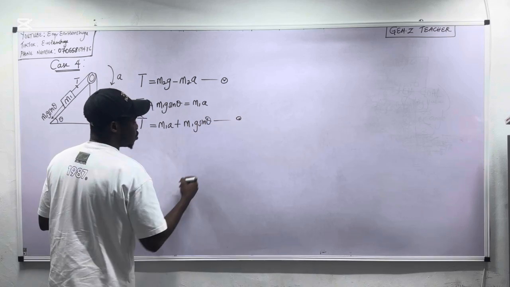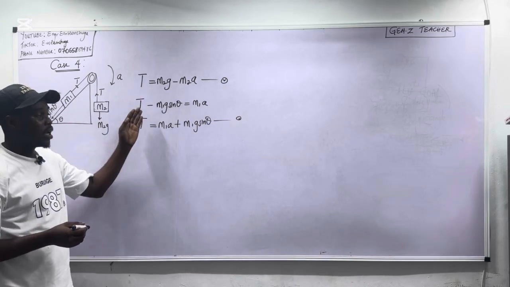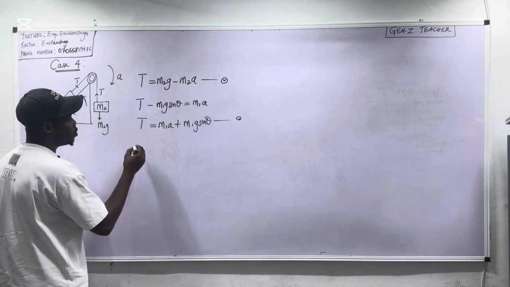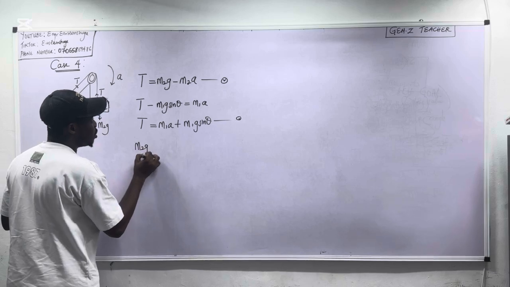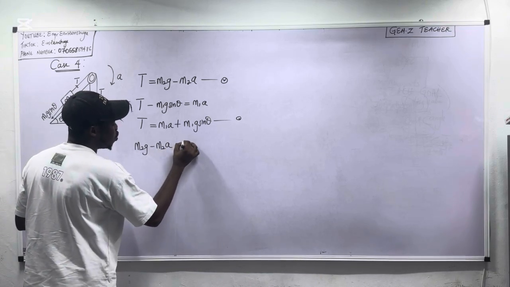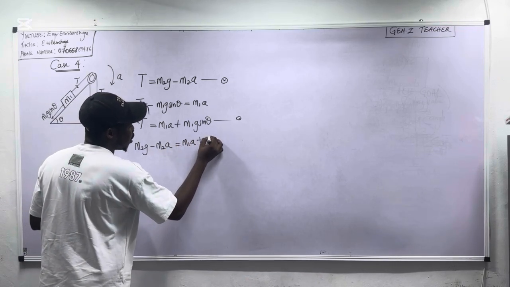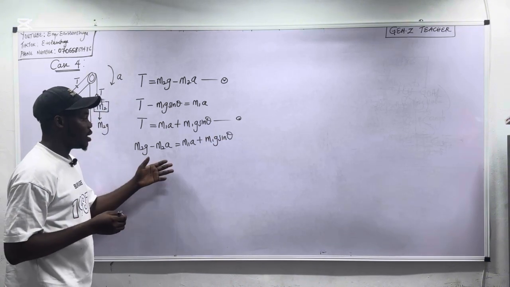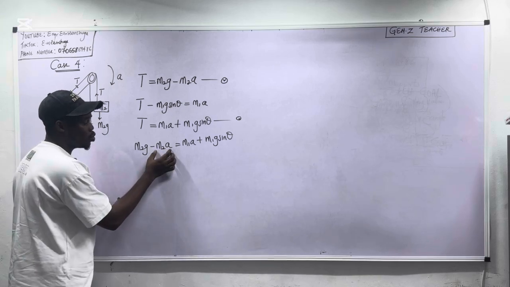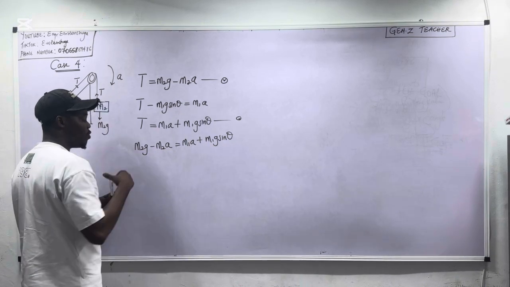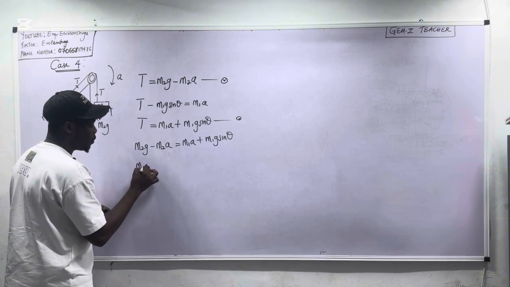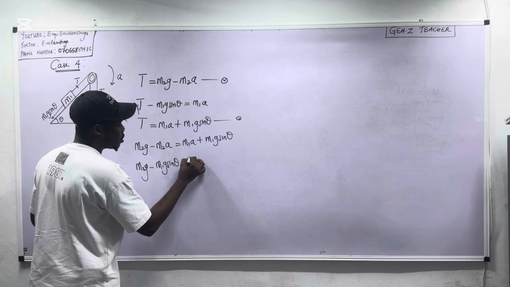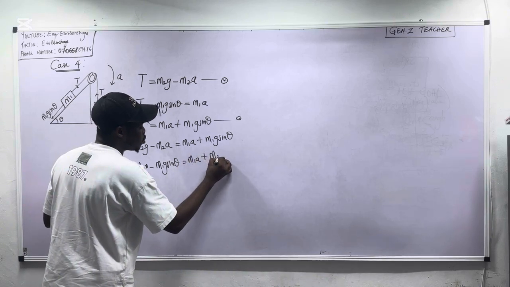Now, equation number 2. We have T in equation 1 and T in equation 2. We're going to equate them so we can find a. So we have m2g minus m2a equals m1a plus m1g sine theta. Don't forget, we are looking for a. We're going to collect like terms with respect to a. So I want this m2a to go here and this m1g sine theta to come over here. We're going to have m2g minus m1g sine theta equals m1a plus m2a.